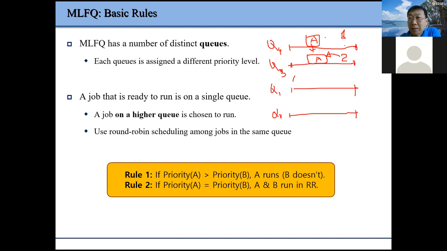Then you may ask, what if multiple jobs enter the system at the same time? For example, A and B both enter the system at the same time. If A and B have the same priority, then we give them the same time slice, which is one, and schedule them in a round-robin manner. Generally speaking, if it is a shorter job, then we can finish it. And if they have the same priority, then we also optimize the response time. This is the general idea.